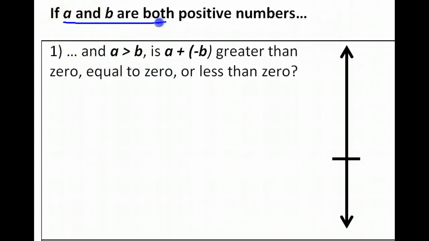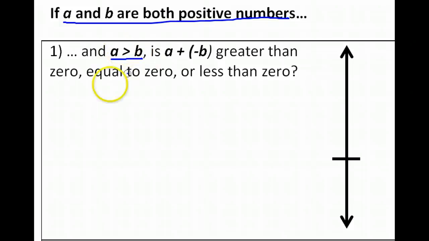So the conditions are A and B are both positive. So for every problem you have on here, A and B will both start as a positive number, so above 0. The other condition in each problem is given here. Now the problems are independent from each other. So like here's this condition, but in problem 2 it's different.